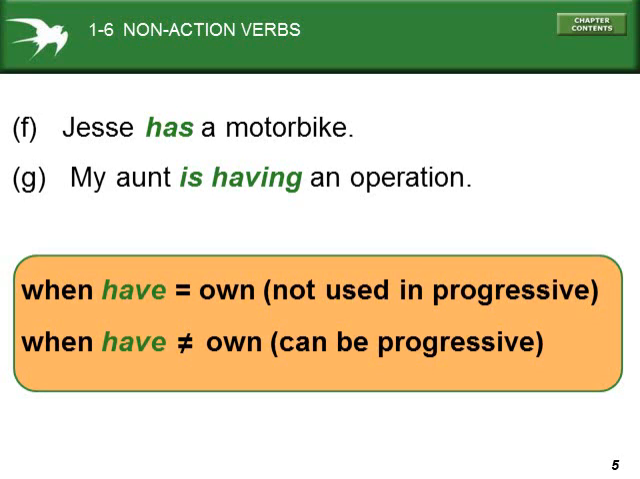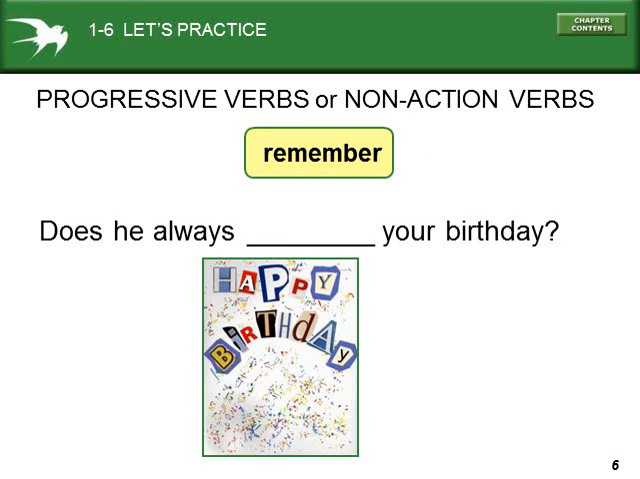So when has doesn't mean own, it can be progressive. There's a number of examples of that in the table on page 17, such as have a good time, have a bad time, have trouble. Take some time and take a look at those and review those. All right, so let's take a second and practice these ones.